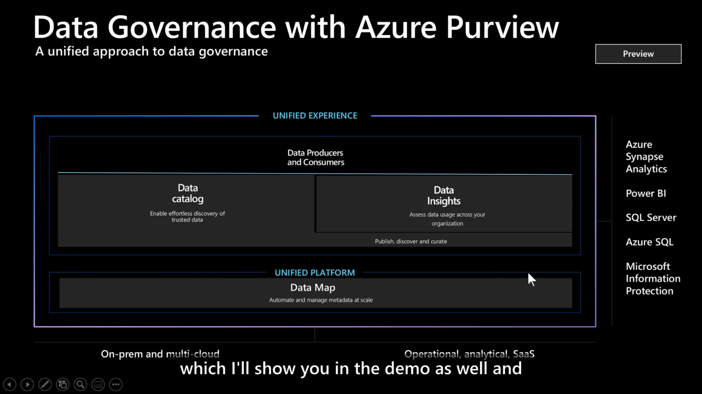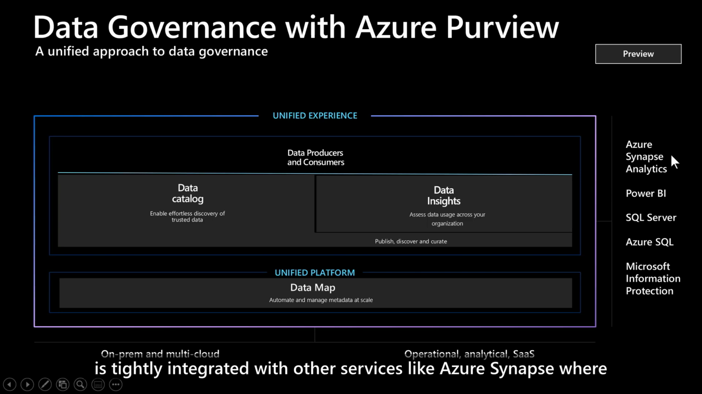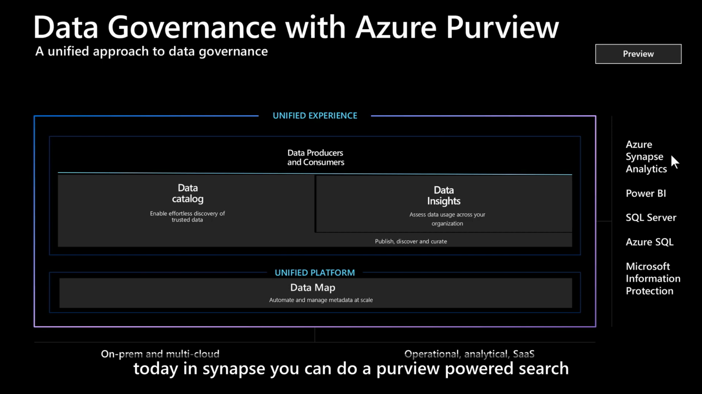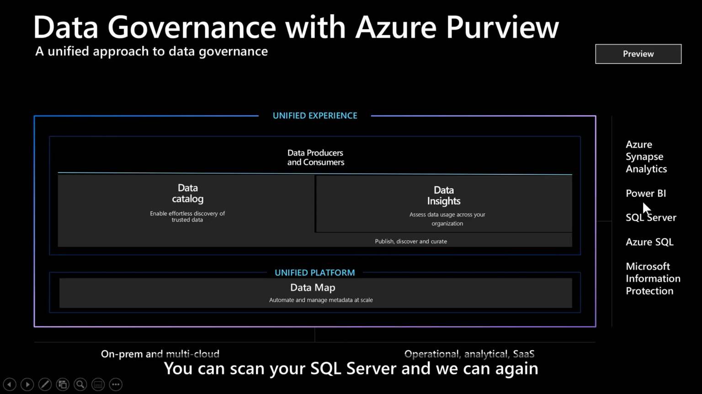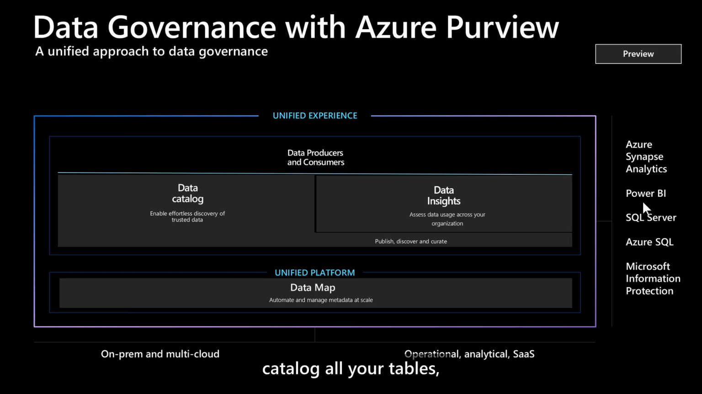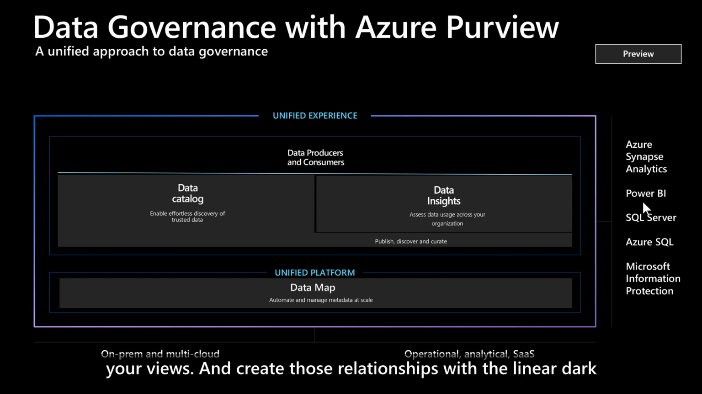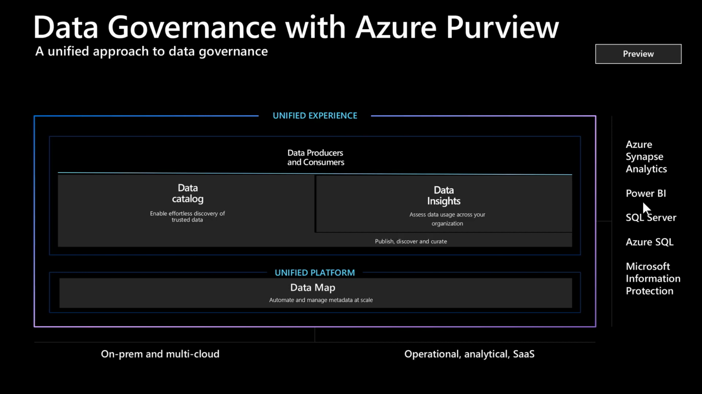Purview as a service is tightly integrated with other services like Azure Synapse, where today in Synapse you can do a Purview-powered search. Power BI, where you can scan your entire Power BI tenant and we can catalog your reports, dashboards, and more. You can scan your SQL Server and we can catalog all your tables and views, and create those relationships with the lineage arc as well.